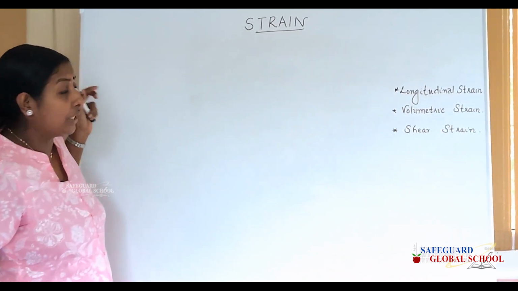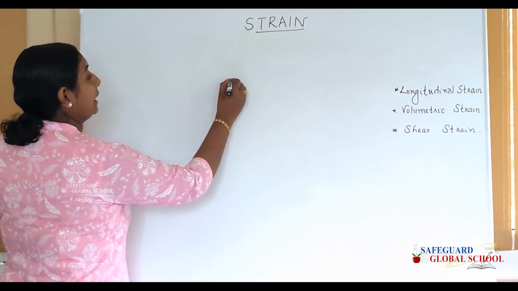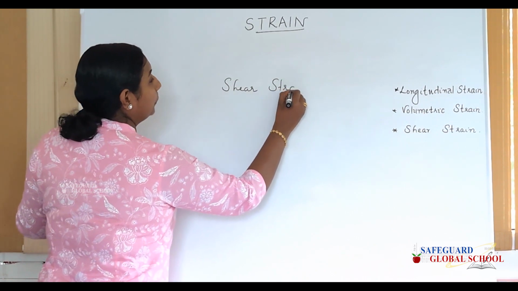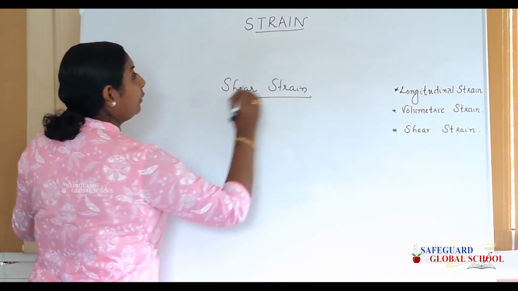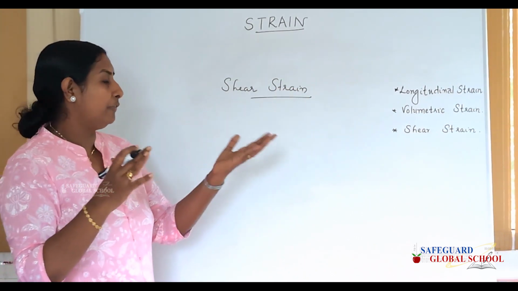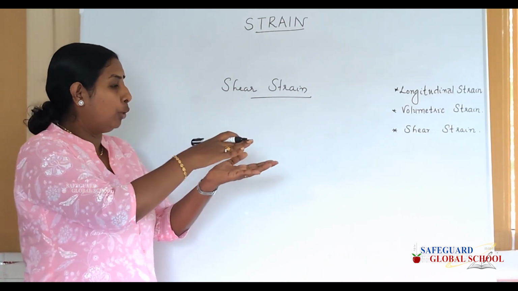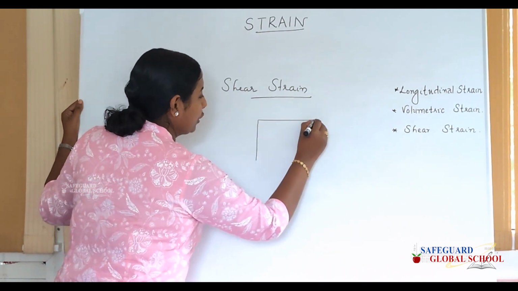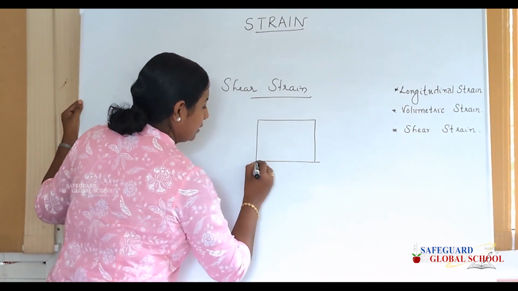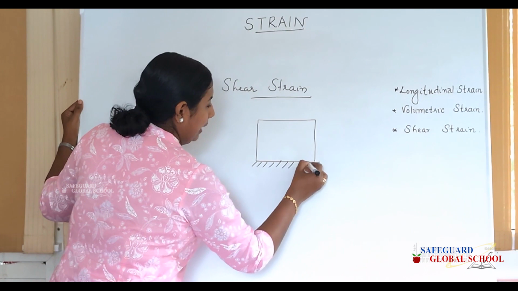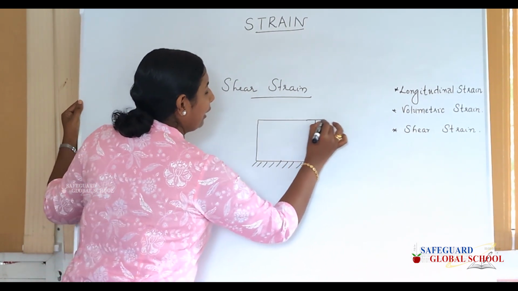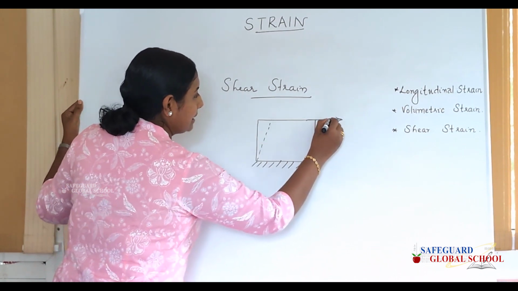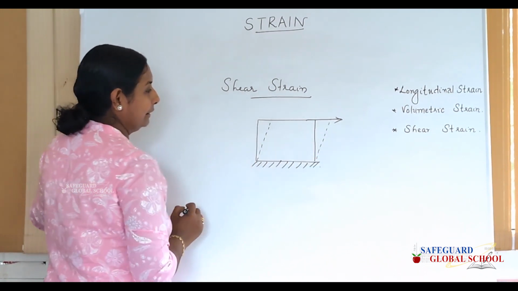And the next type that we are going to deal with is the shear strain. It's not the stress, it is shear strain. So what do you mean by shear? Last day we have discussed it. We are applying a force tangentially. When we apply a force tangentially on a surface, so what happens? This is a fixed body here. We are applying a force like this so that the body changes its position like this.